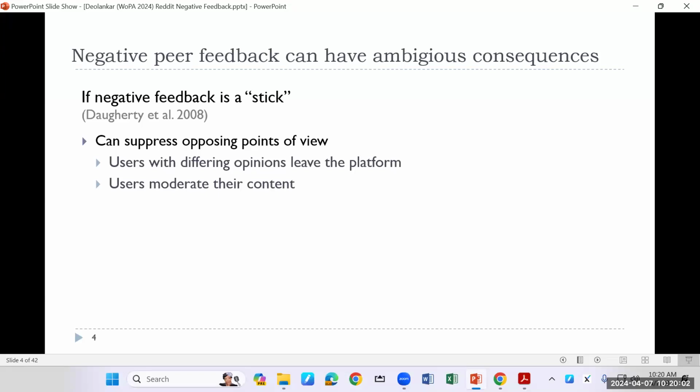It can also change the nature of the content that you produce subsequently. Let's say that you post something extreme on Reddit, which just happens to be your authentic point of view about a particular topic, and you receive negative feedback for it. Well, that can make you moderate the intensity of your content in the future. So negative feedback can play a regulatory role on the platform.